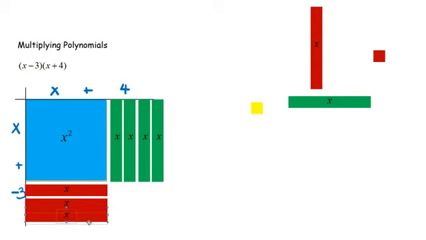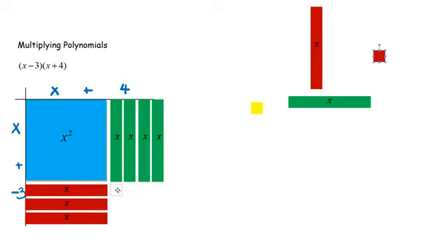Okay, so we have x squared. X times x is x squared. X times all the way over here 4 is 4x, 1, 2, 3, 4. And x times negative 3 is 1, 2, 3, negative 3 x's. And then the last piece that you're missing, do you see this little hole here? Is negative 3 times 4, which is negative 12.